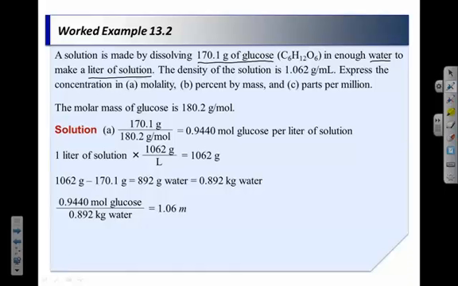Then it gives me the density of solution. The density of something is the grams of that something per milliliter of that something. So if I have the density of solution, this is a relationship. That's 1.062 grams of solution per every 1 milliliter of solution. Density is not the relationship between part of the substance and another part of the mixture. Density is the whole thing to the whole thing, the mass of the whole thing per unit volume of the whole thing.